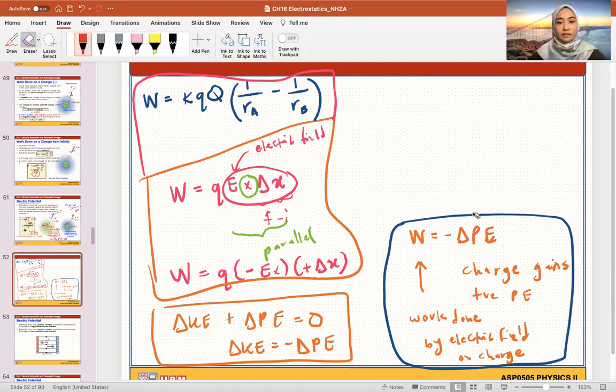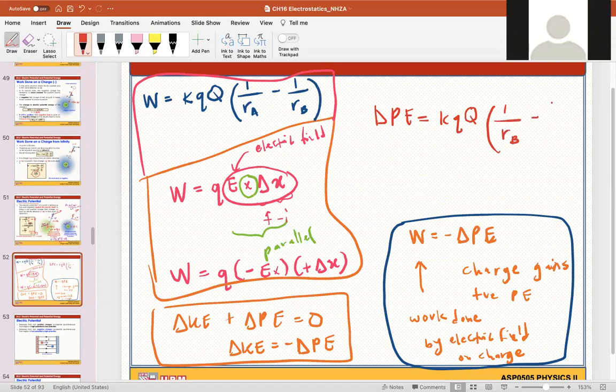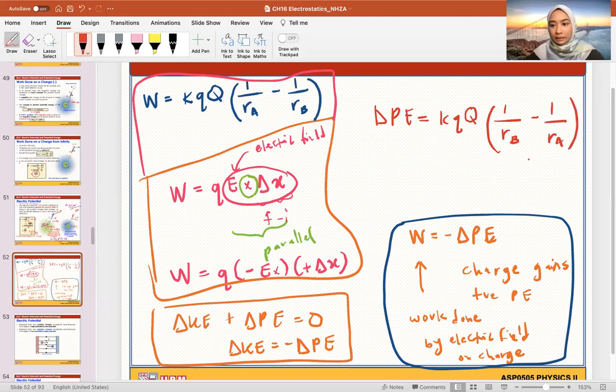Not quite. You missed the negative sign. So W is equal to minus delta PE. Yes, thank you, Umar. So yes, we can use this equation, but it will be flipped. So delta PE is equal to kQq, and the negative sign will make this 1 over RB minus 1 over RA. So the equation becomes normal, like delta. So you don't need to remember this equation, remember this one and convert it to delta PE later.